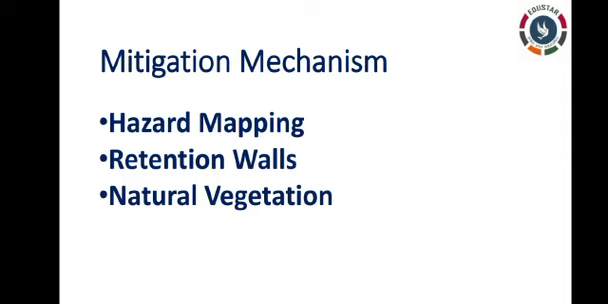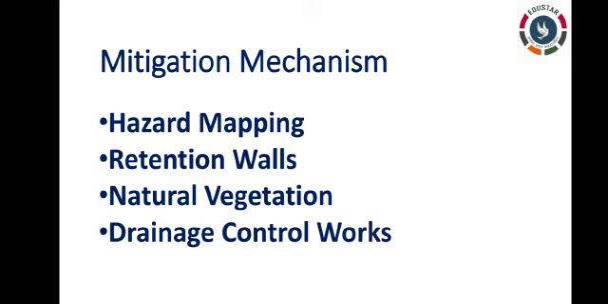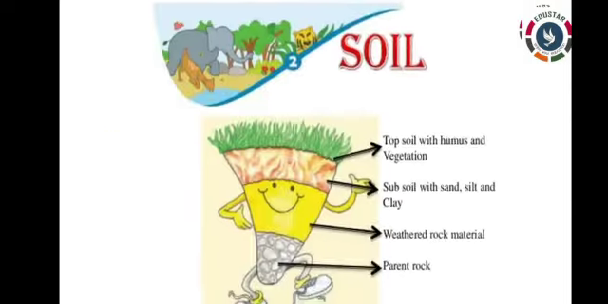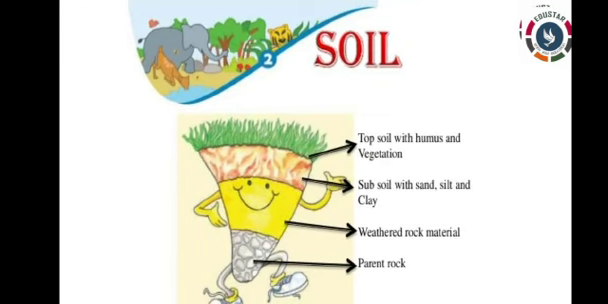One more important measure is surface drainage control. The maximum landslides may happen due to rainwater and spring flows. Another important resource is soil. Look at the soil profile given here. It is parent rock. Next to parent rock is weathered rock. Then subsoil and topsoil. Topsoil is full of humus, which is essential for vegetation.